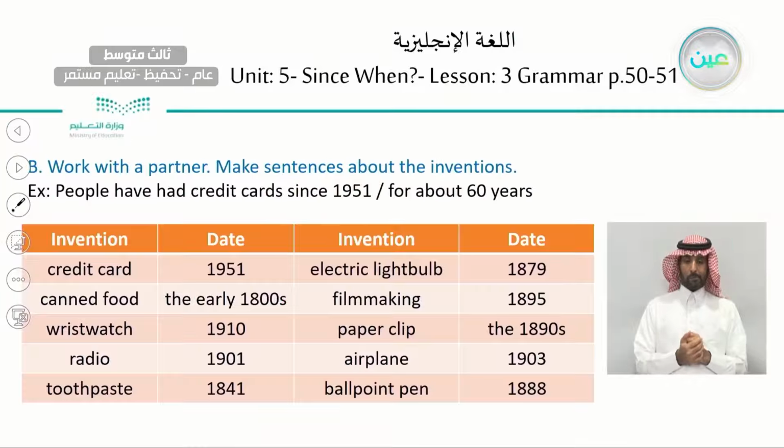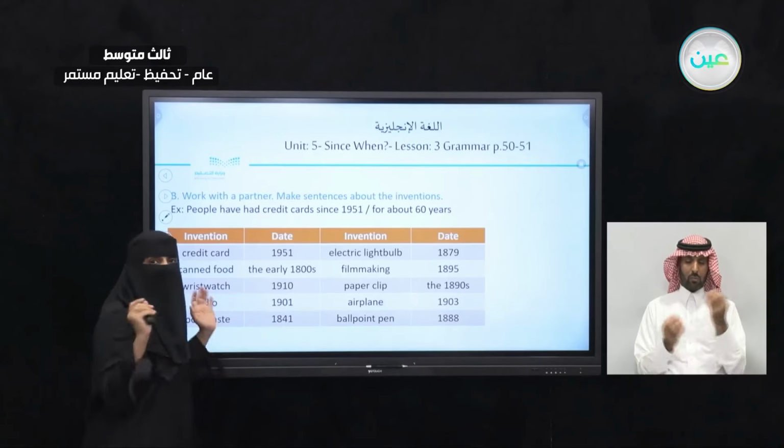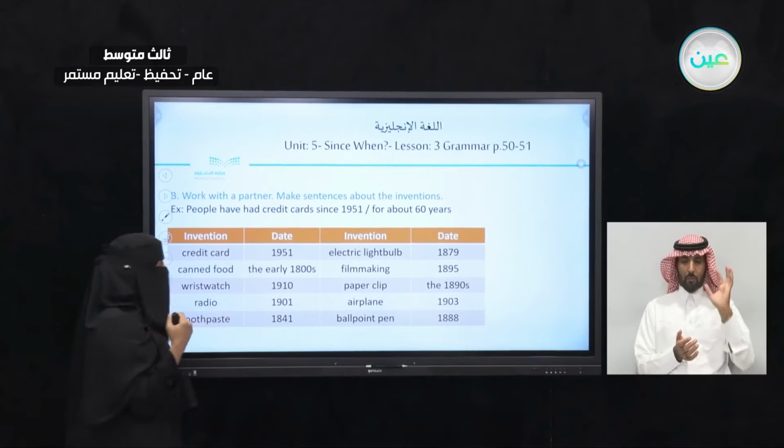For exercise B, work with a partner, okay? Make sentences about the inventions. You have to use this table to write sentences, write statements, okay? For example, here they have the table. We have the invention and we have the date. Credit cards, they were invented in 1951. And also here we have other inventions and other dates. So you have a choice to write many questions, many statements, okay?